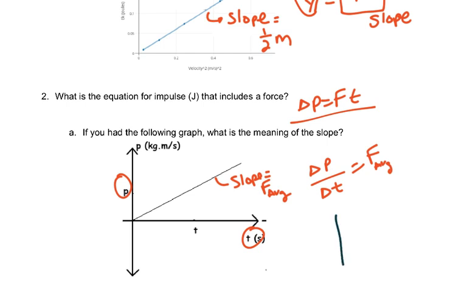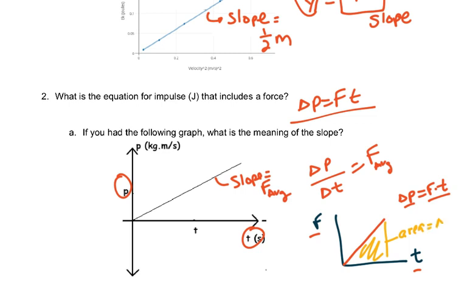You could also do the same thing if you had a force versus time graph that looked like that. Well, momentum equals force times time. So if I multiply these two together, I would get change in momentum. So this is going to be an area. And the area of that equals the change in momentum. All right, I hope this helps.